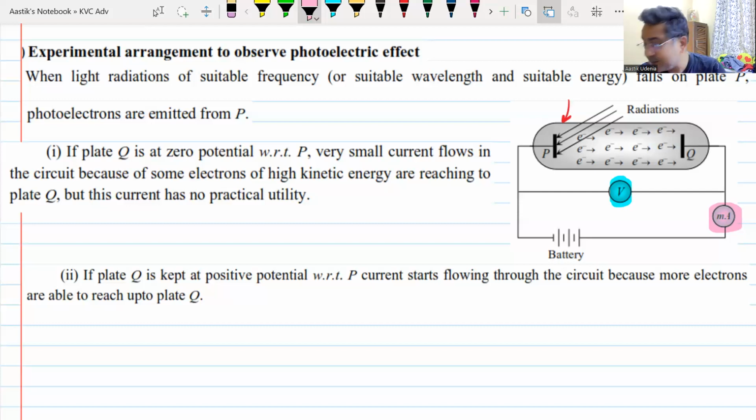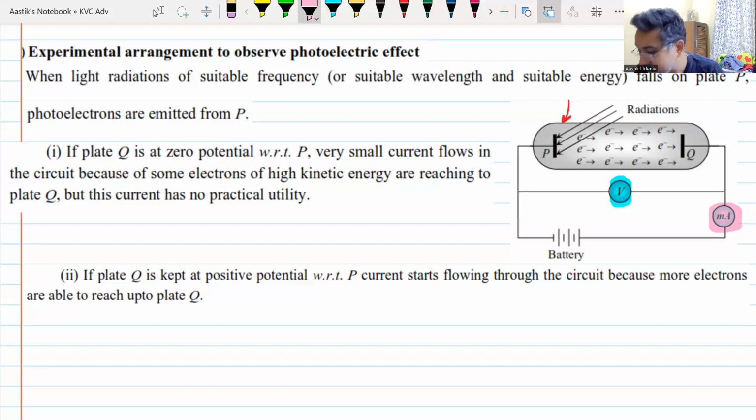But now, if I make the plate Q positive with respect to the plate P, the current will increase, because now more electrons, which may not have had sufficient energy, have come out of the metal, but they do not have sufficient energy to go from P to Q. They might get energy because of this potential difference, and these electrons can move from P to Q, so the current will increase.